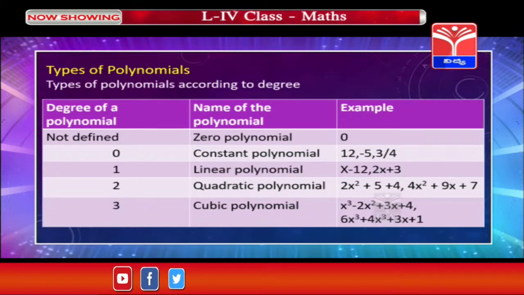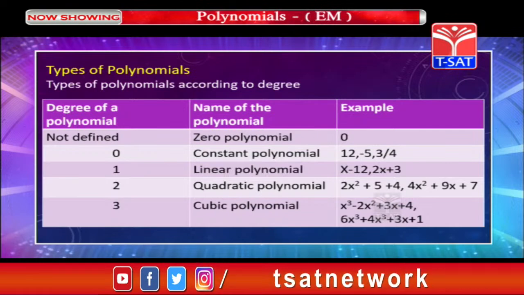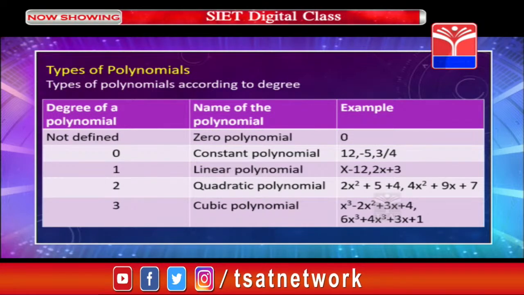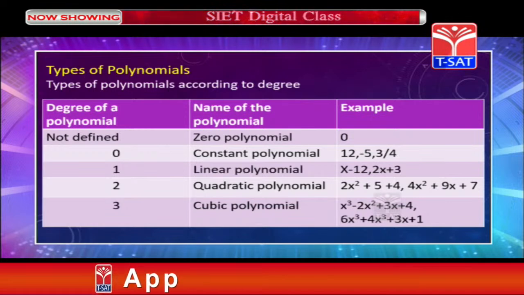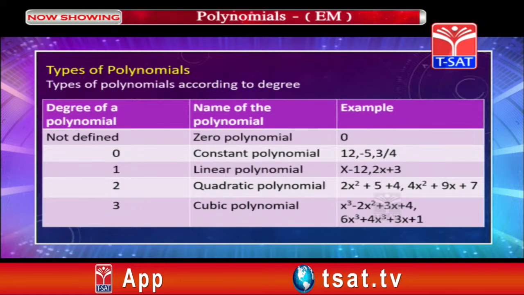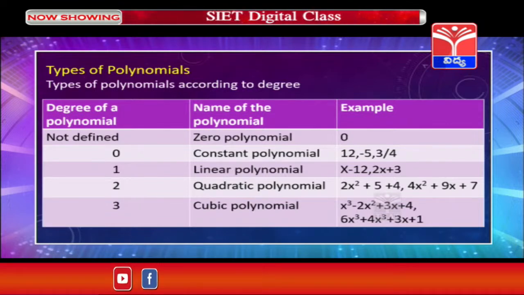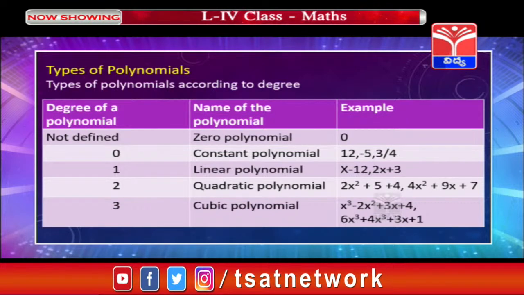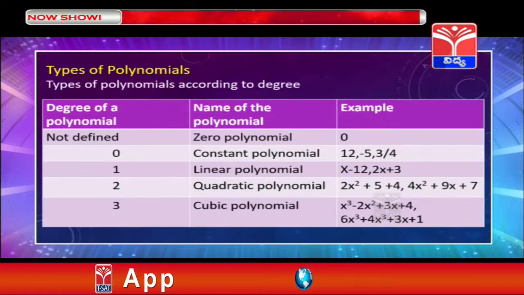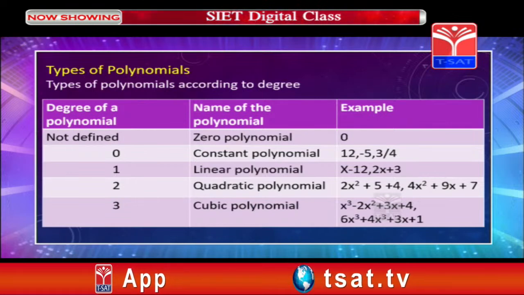polynomials. If you consider some more expressions like x minus 12 or 2x plus 3, here the degree of each expression is 1. x minus 12: x is a variable, the exponent is 1. So, the degree of the polynomial is 1. 2x plus 3, here for x the exponent is 1. So, the degree of the polynomial is 1. If the degree of the polynomial is 1, such polynomials are said to be linear polynomials.